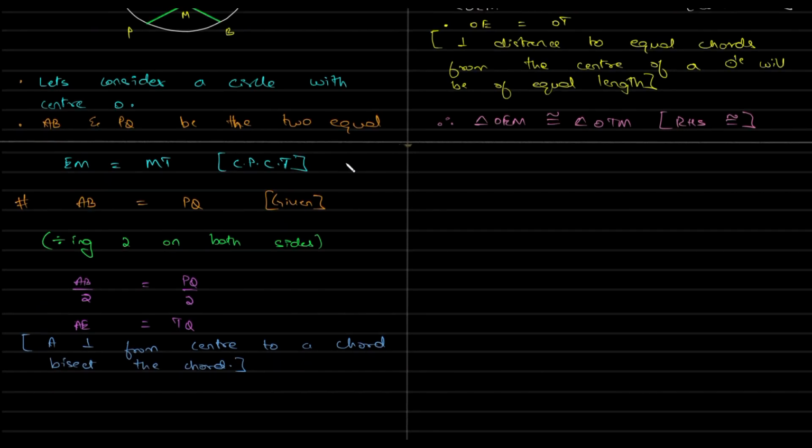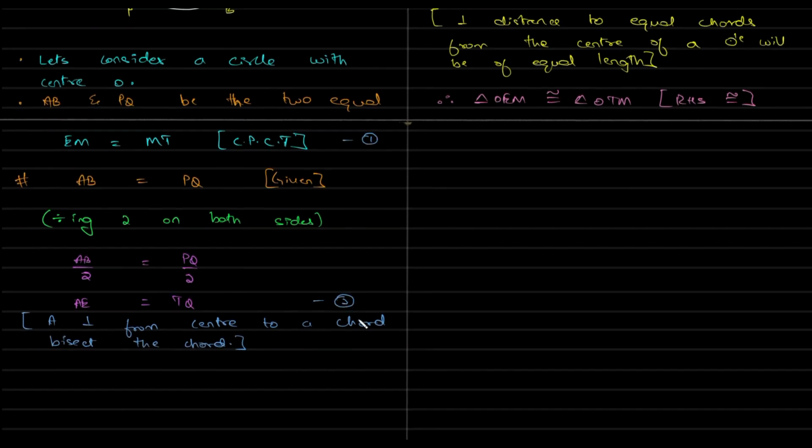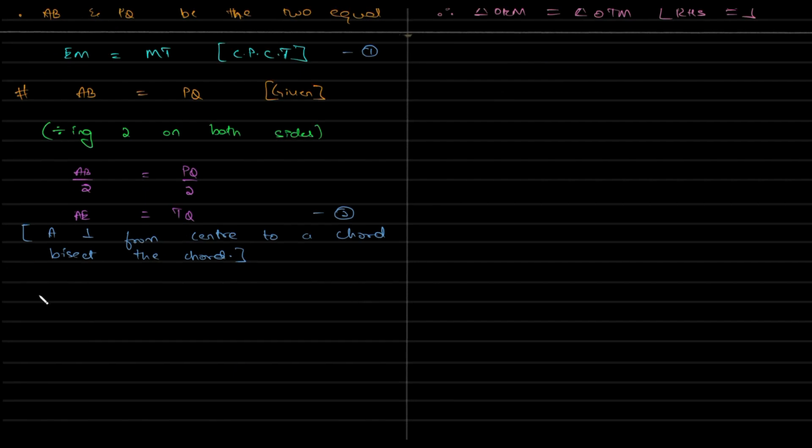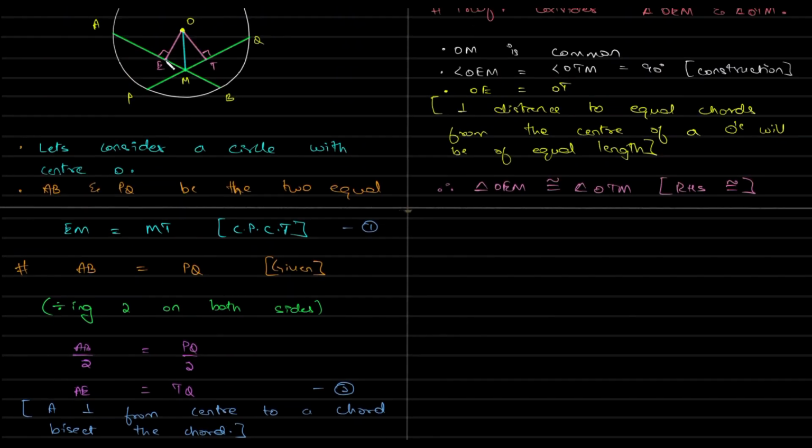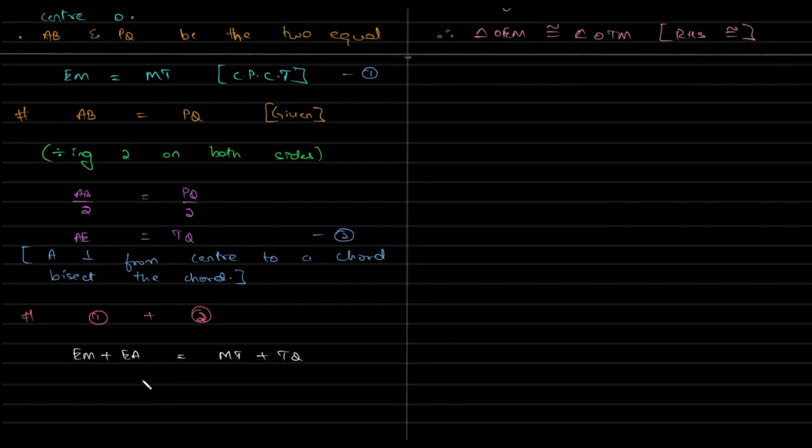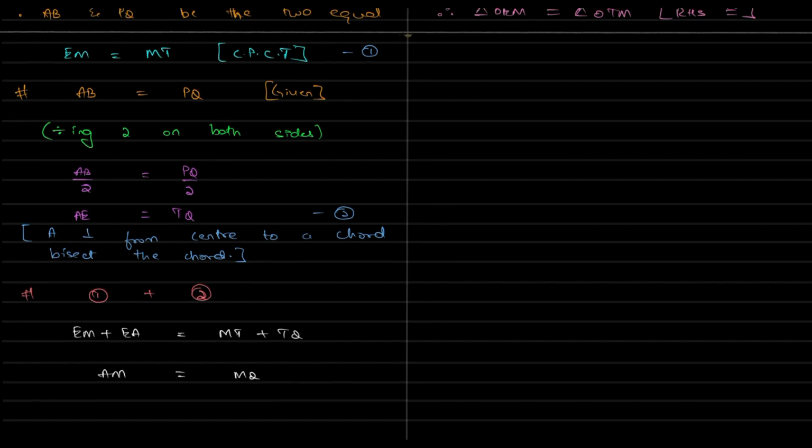Now if we add equation 1 and 2, adding equation 1 plus equation 2, what will we get? We get EM plus EA, which is equal to MT plus TQ. So ME plus EA will give me AM, right? And MT plus TQ will give me MQ. So the first part is proved. Now on to the next part.